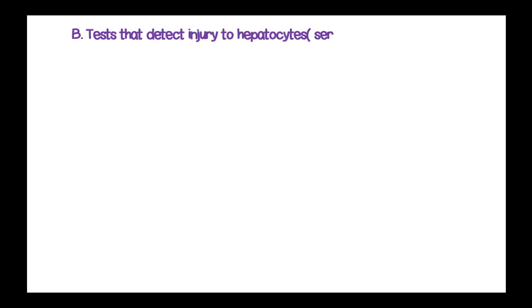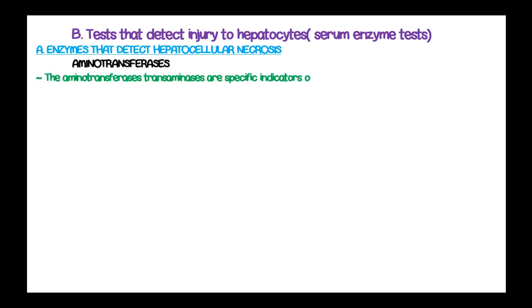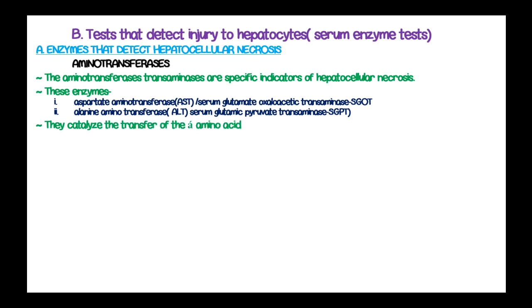We can move to the tests that detect injury of hepatocytes, or rather, we start from the enzymes that detect hepatocellular necrosis, and these enzymes are known as aminotransferases. These aminotransferases are a specific indicator of hepatocellular necrosis. They are two in number: aspartate aminotransferase, AST, also known as serum glutamate oxaloacetic transaminase, SGOT, and alanine aminotransferase, ALT, or serum glutamic pyruvate transaminase. They catalyze the transfer of alpha amino groups of aspartate and alanine respectively to the alpha keto group of ketoglutaric acid.